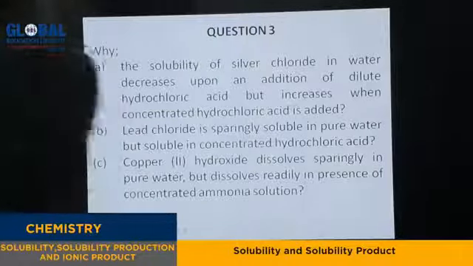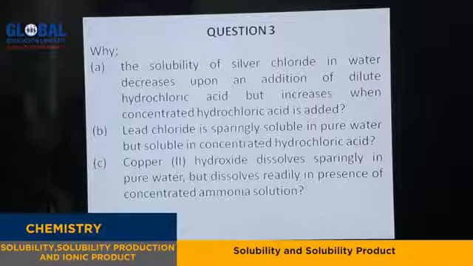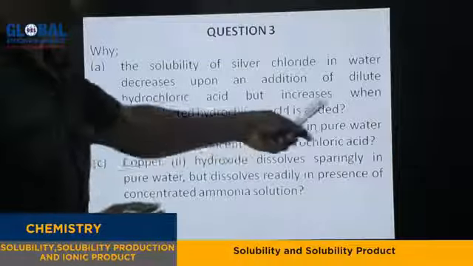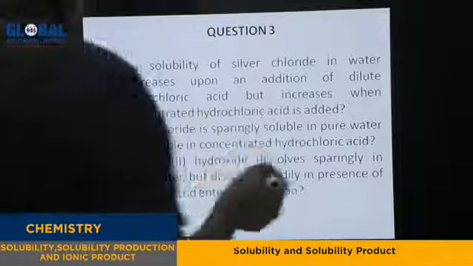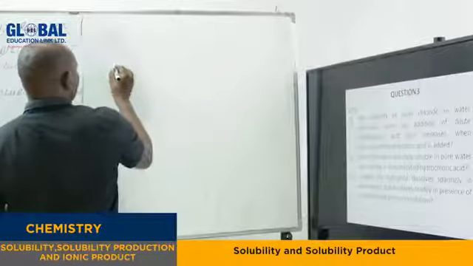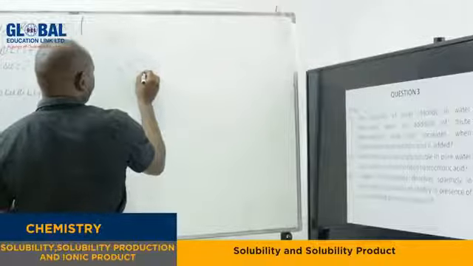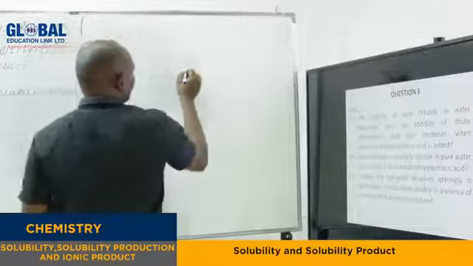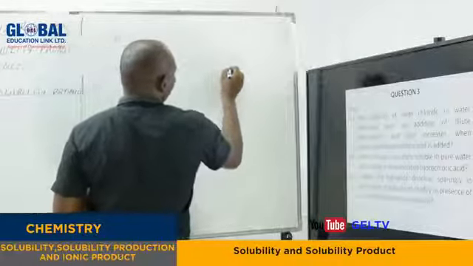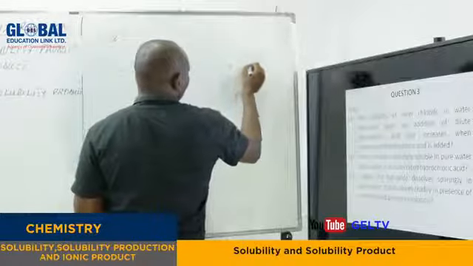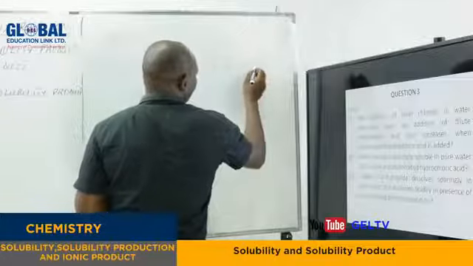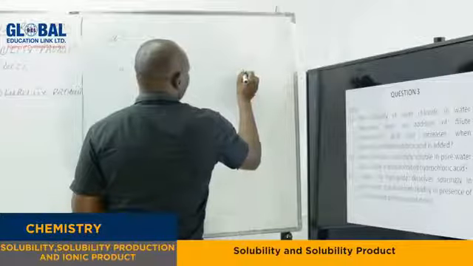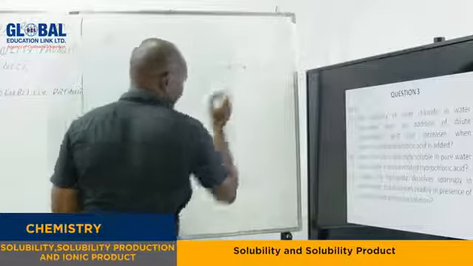So here, the solubility of silver chloride in water decreases upon addition of dilute hydrochloric acid. What is happening here is that if it's silver chloride, and then you add dilute hydrochloric acid, it will lead to the formation of a precipitate of silver chloride, which is solid.